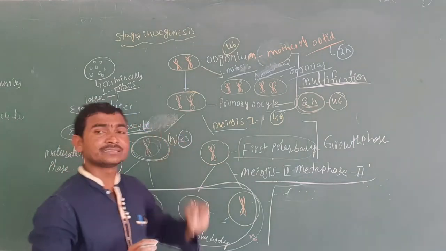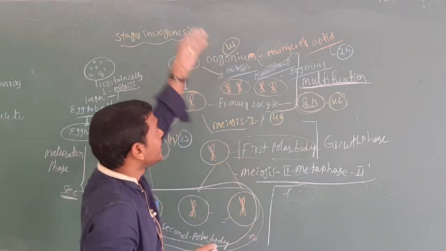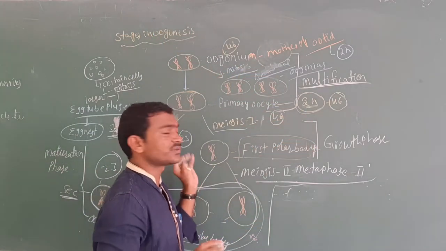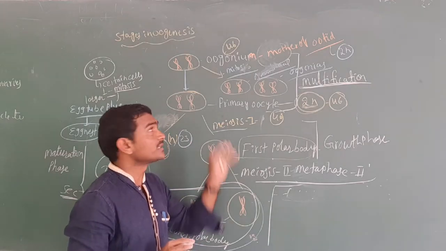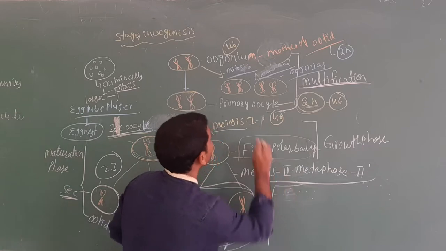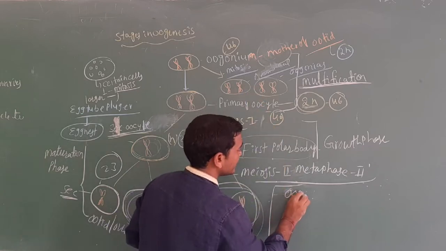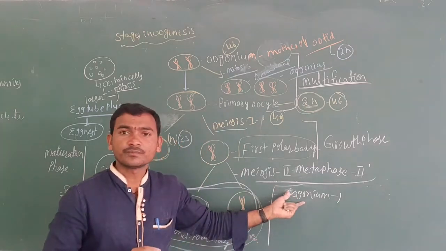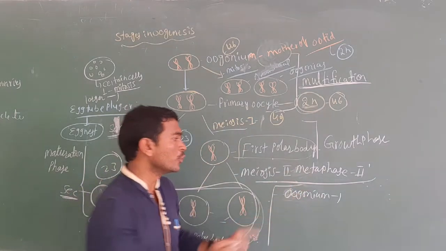Now in the entrance examination, they are asking about the phases: multiplication, growth, and maturation. What is the development of the ootid? How is it formed? First is the oogonium. Oogonium is singular; oogonia is plural.